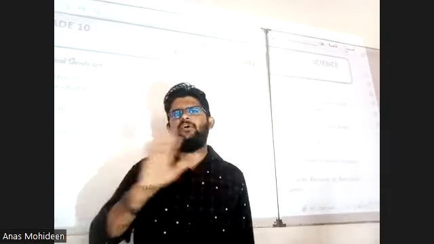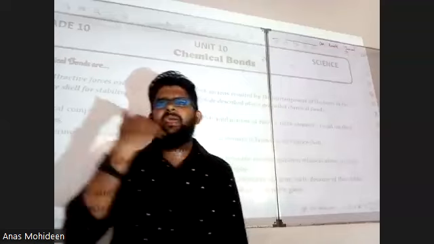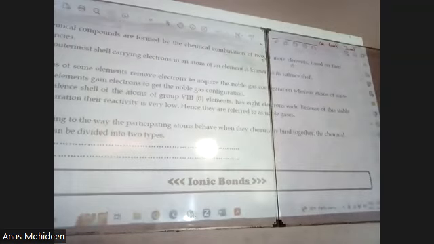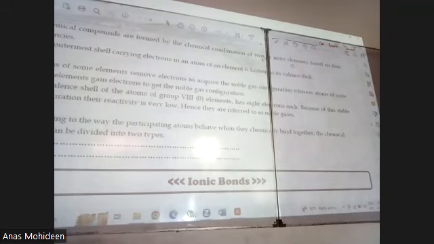Group 8 elements don't undergo any changes. That depends on how stable they are, right? The valence shell of the atoms of group 8 elements has 8 electrons each. Because of this stable configuration, their reactivity is very low. Hence, they are referred to as noble gases.